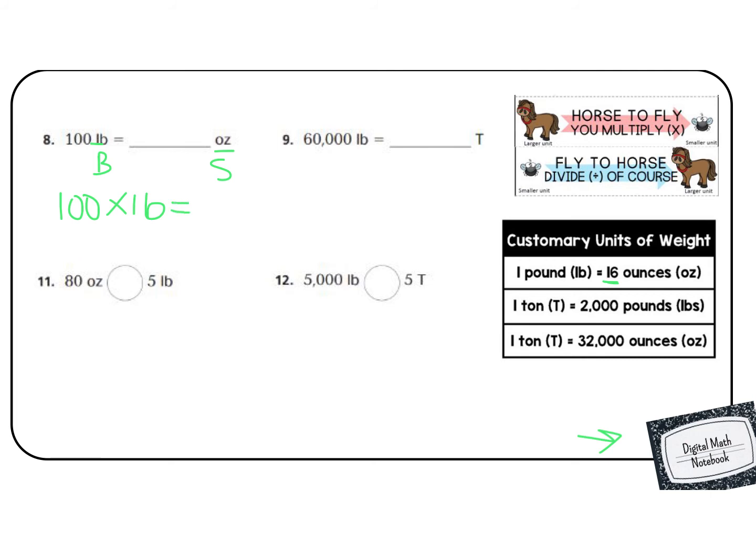And when we multiply 100 by 16, we know that 1 times 16 is 16, and then the zeros jump on the end. So our answer should be 1,600. Easy enough. Let's try the next one.